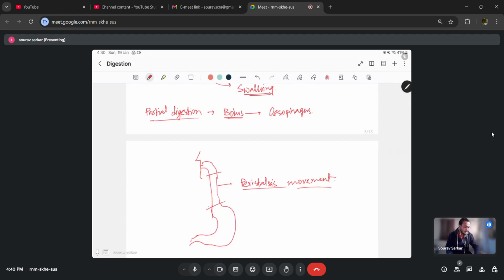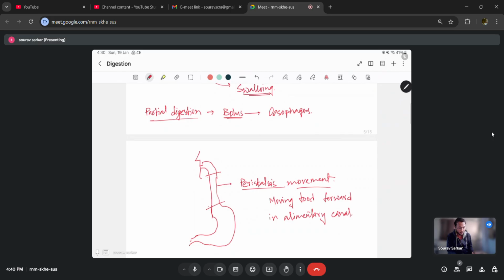Peristalsis movement helps in moving the food forward in the alimentary canal. So what does alimentary canal mean? From the buccal cavity up to the anus, the whole tube-like structure or tubular portion is known as the alimentary canal. So in the alimentary canal, the food moves forward by the process of peristalsis.